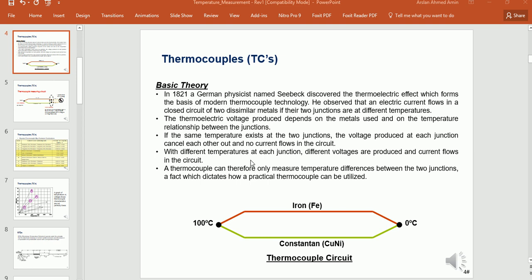So in the Seebeck effect, we saw that there must be a temperature difference, with a hot junction temperature and a cold junction temperature, and the metal wires should be different. So a thermocouple can therefore only measure temperature differences between the two junctions, a fact which dictates how a practical thermocouple can be utilized.